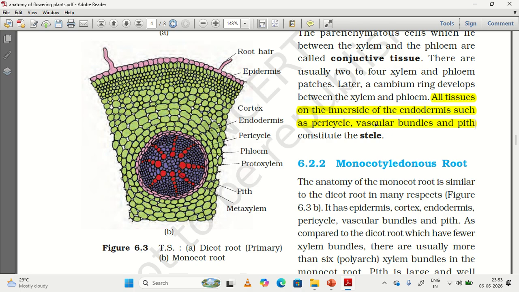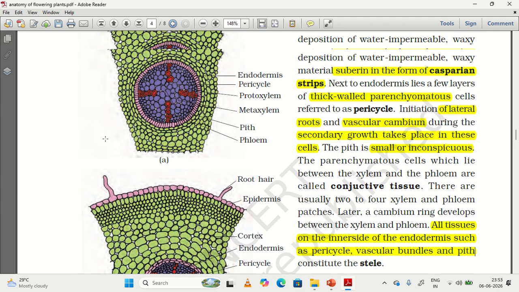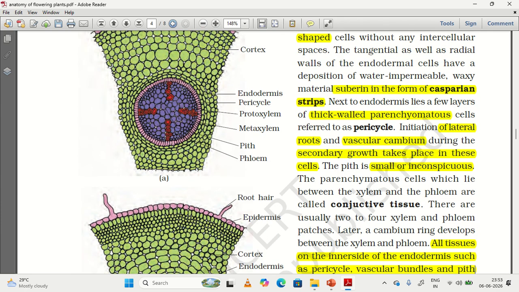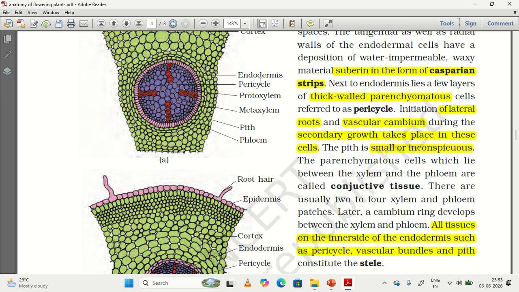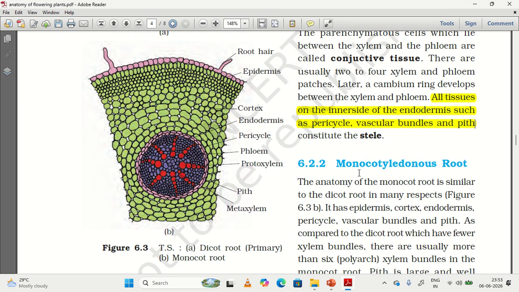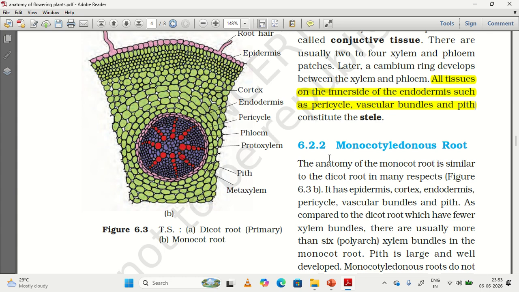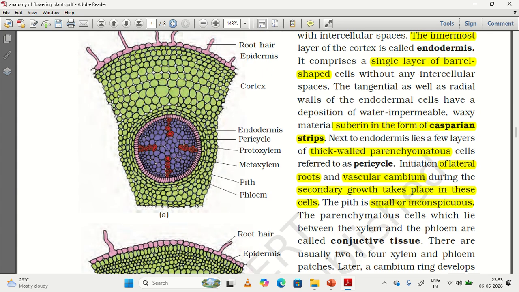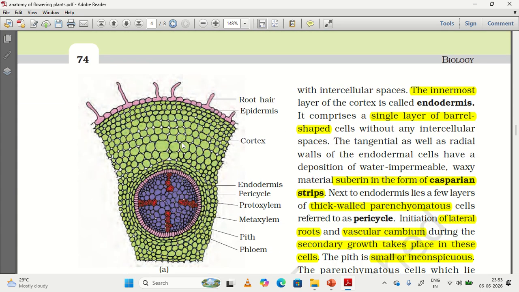So the pericycle, vascular bundle and the pith, these three components constitute the stele. Okay, stele, central stele. After the endodermis, whatever is there, the pericycle, the vascular bundles, and the central pith, these three components constitute the stele. Okay, this is about the structure of the dicot root.